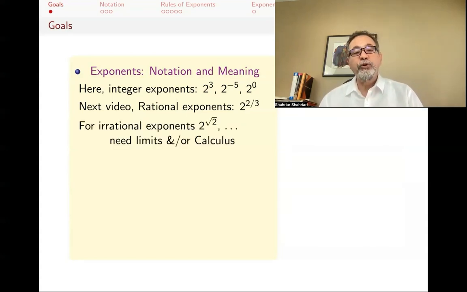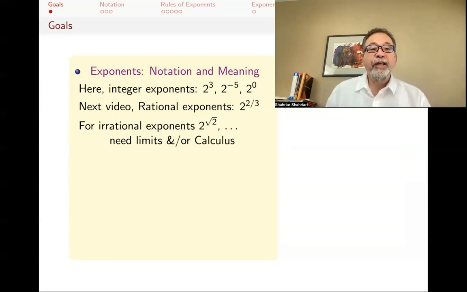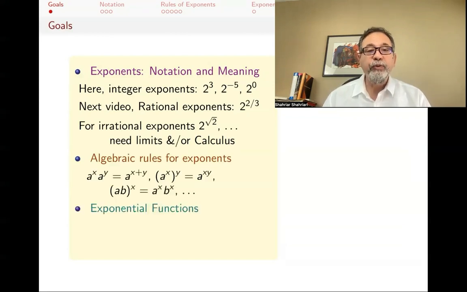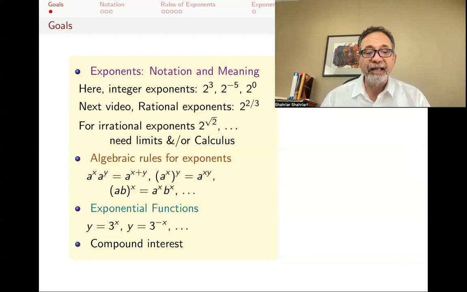If we want the exponents to be irrational, things like square root of 2 or pi or e, then for that you need limits or calculus. You need a little bit fancier machinery to be able to understand what those things mean. We will also talk about the algebraic rules for exponents. We will briefly talk about exponential functions, things like 3 to the x and 3 to the minus x. And as an example, we look at compound interest.